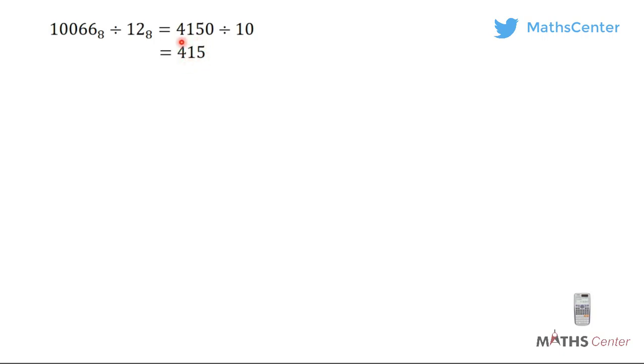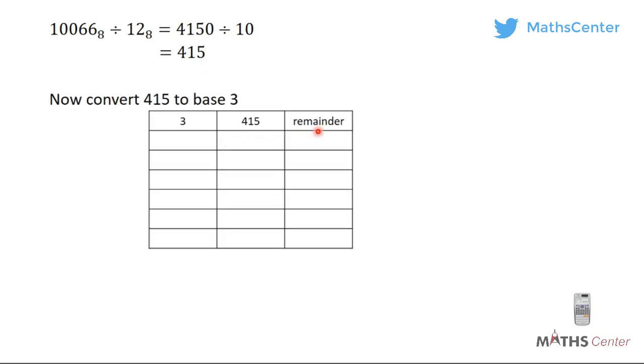Remember, the question said we should leave our answer in base 3, not base 10. So we have to convert 415 to base 3. Converting 415 to base 3, you draw your table as usual. 415 divided by 3 will give us 138, remainder 1. 138 divided by 3 will give us 46, remainder 0. 46 divided by 3 will give us 15, remainder 1. 15 divided by 3 will give us 5, remainder 0. 5 divided by 3 will give us 1, remainder 2.